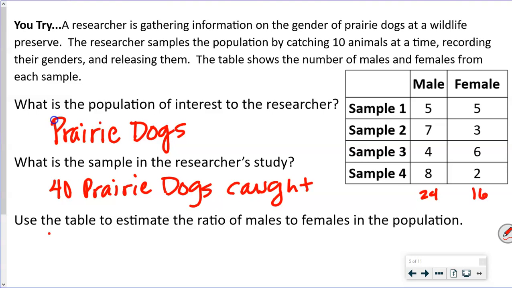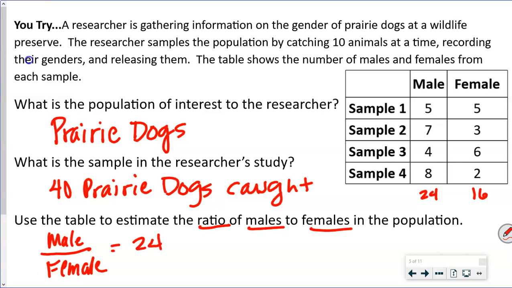So here again, we're going to do males over females. It asks us for a ratio, and it had males to females, right? So the males go on top, the females go on bottom. So this time we're going to do 24 over 16. What's the GCF of both 24 and 16? Yes, 8. So this is going to be 3 over 2.